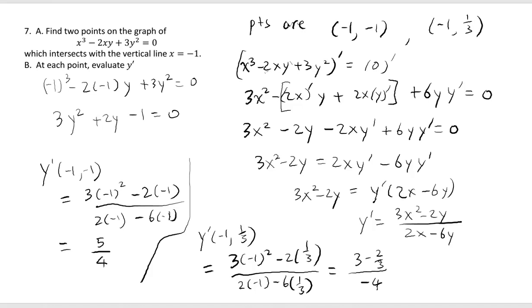You can certainly put this into a single fraction and do keep, change, flip, or whatever. I would just simply multiply by 3 top and bottom to get an answer. Okay, so 3 times 3 is 9. 3 times 2/3, well, 3 will cancel, leaving you with 2. -4 times 3 is -12, so this is 7 over -12. And the answers are 5 over 4 and -7 over 12.